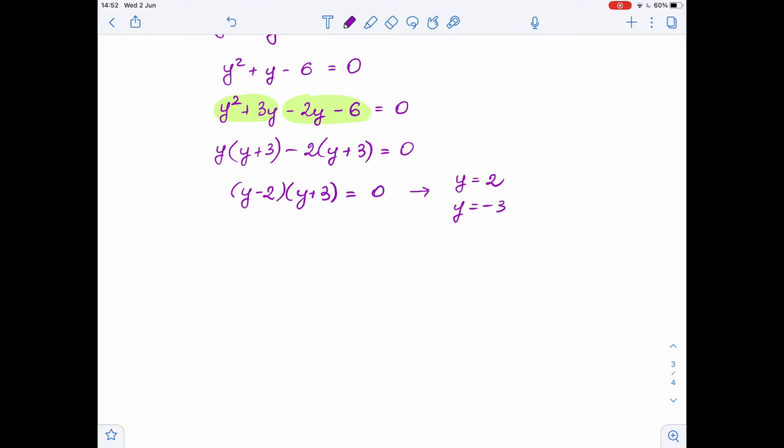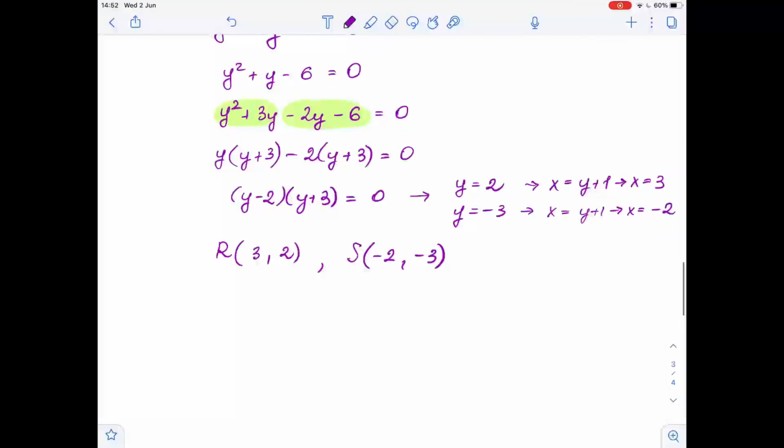If y is equal to 2, then x is equal to y + 1, so that x is equal to 3. And if y is equal to -3, then x again is equal to y + 1, and it means that x is equal to -2. So we get 2 points of intersection. The first point R is (3, 2), so x is 3, y is 2, and the second point, let's call it S, is (-2, -3), so x is -2, y is -3. And this will be the solution to this problem.